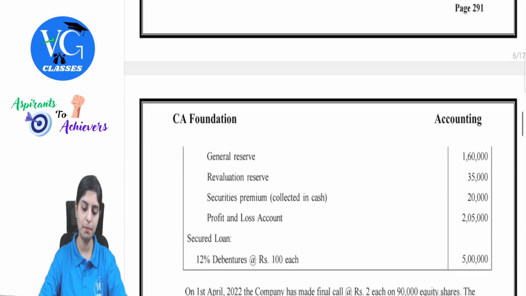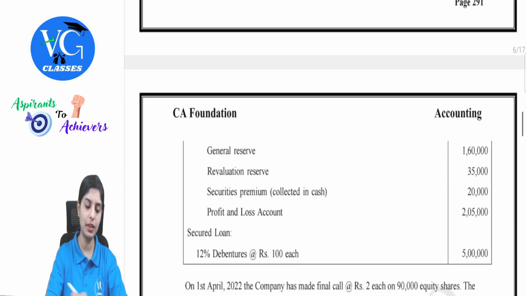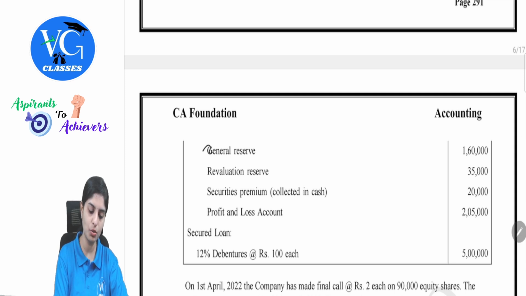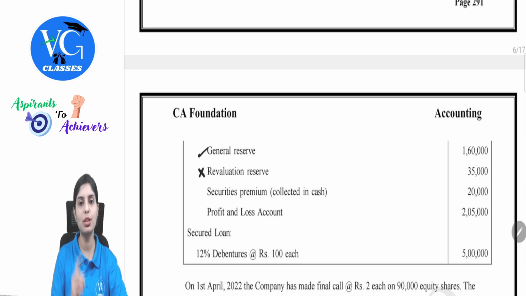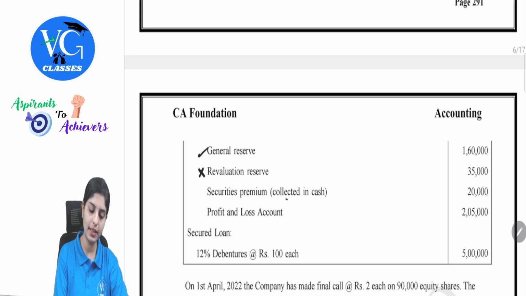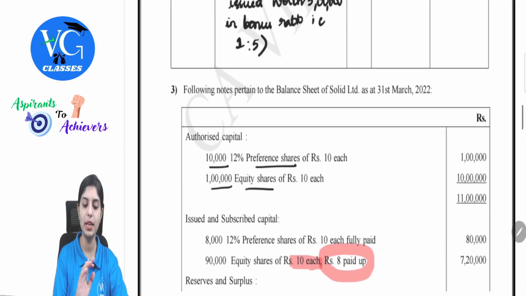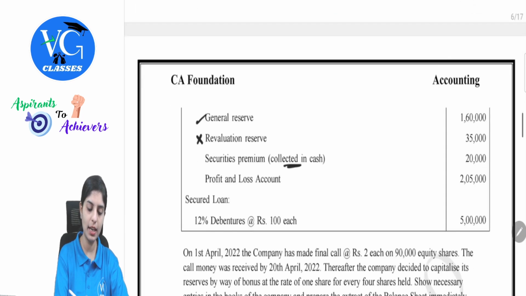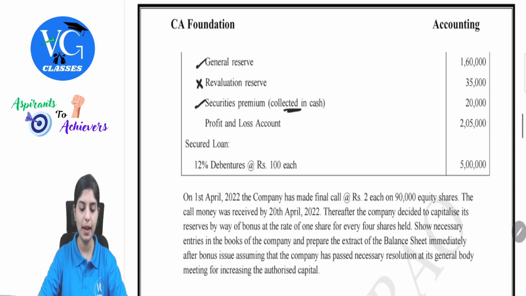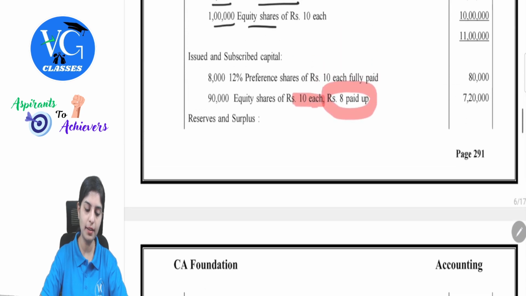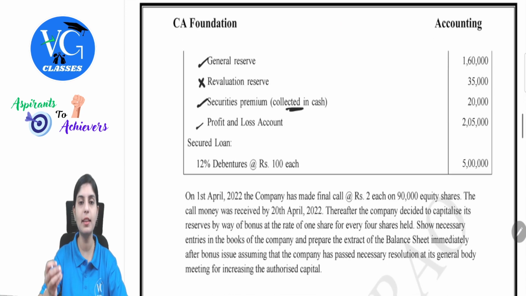Reserves and surplus balances are given: general reserve, revaluation reserve. So I can use this, I cannot use this, because we understood the clear restriction. Securities premium is collected in cash. Was this a listed company? Nothing mentioned, so we can easily use the complete balance. Then we have profit and loss account. There is no capital redemption reserve separately given. Then there is secured loan, 12% debentures.